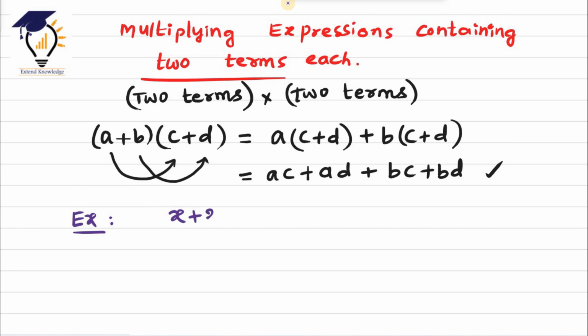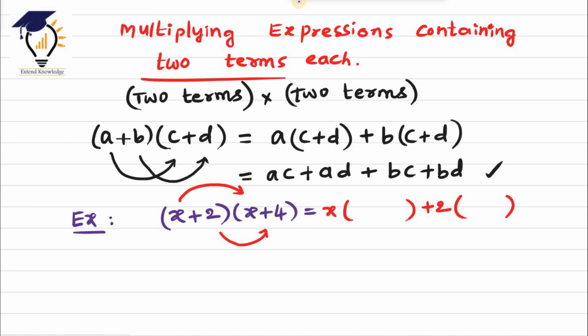So a simple example, x plus 2 times x plus 4. I'm just multiplying this one. x plus 2 is one expression, x plus 4 is another expression. So multiplying these two, as we discussed above, x will be distributed over the second expression, and then 2 will be distributed over the second expression. So we get x times (x plus 4) and plus 2 times (x plus 4).